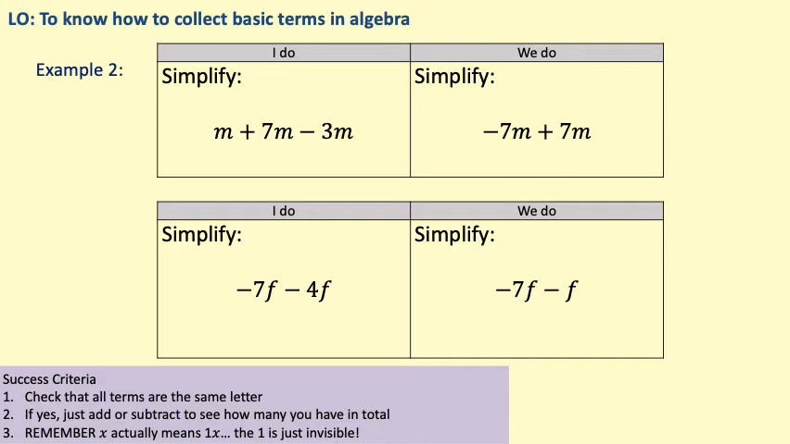Okay, so now let's have a look at a few trickier ones. So again, we have a check. So all our variables are the same. It's always m. So we do the first one. We've got 1m plus 7m, which gives us 8m. And then we're subtracting 3m. So that will give us 5m. Pause the video now and give yourselves a chance to do the we do.